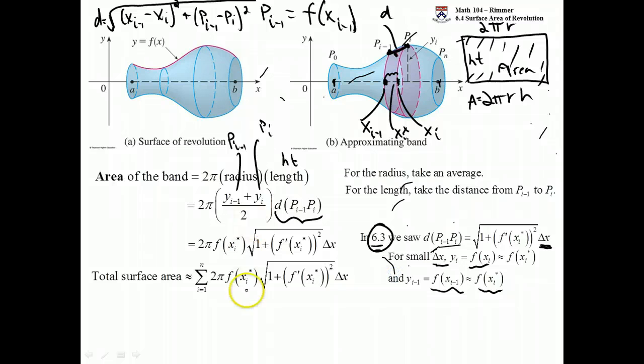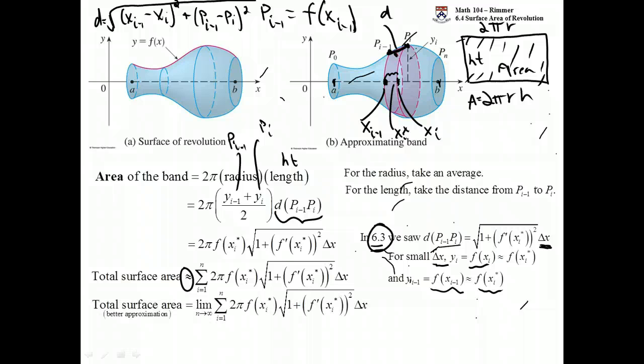So we have 2 pi f of xi star, and then this root of 1 plus the derivative at xi star, quantity squared, times this delta x. And that will be an approximation to the area, a surface area. And to get a more precise approximation, we're going to have to take more subintervals. So we'll take a limit as the number of subintervals goes to infinity, and it'll be a better approximation. This time it'll be exactly equal to. And this is a Riemann sum, so we get an integration.